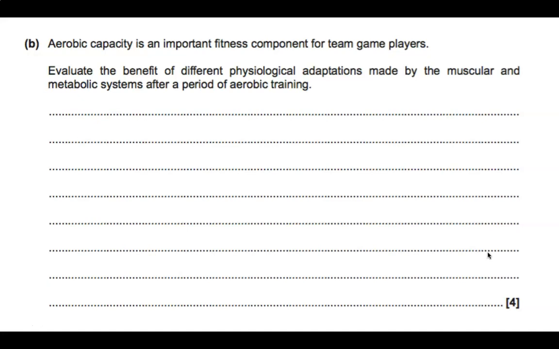Aerobic capacity is an important fitness component for team game players. It evaluates the benefit of different physiological adaptations made by the muscular and metabolic system after a period of aerobic training, worth 4 marks. It could also be a synoptic question up to 20 marks.